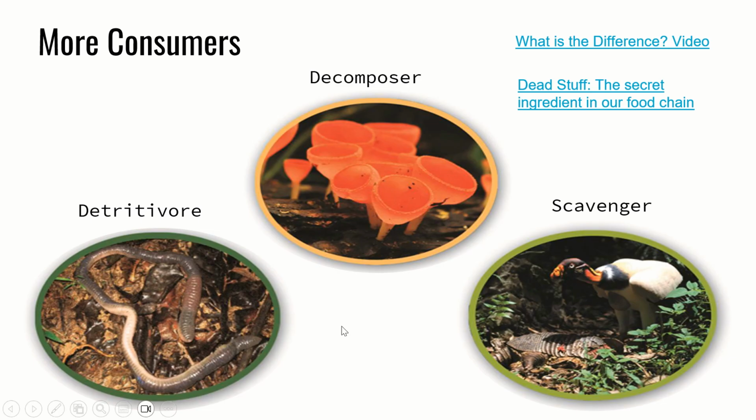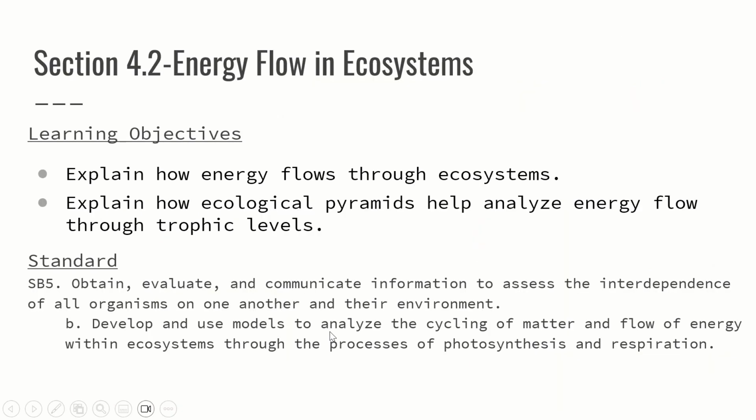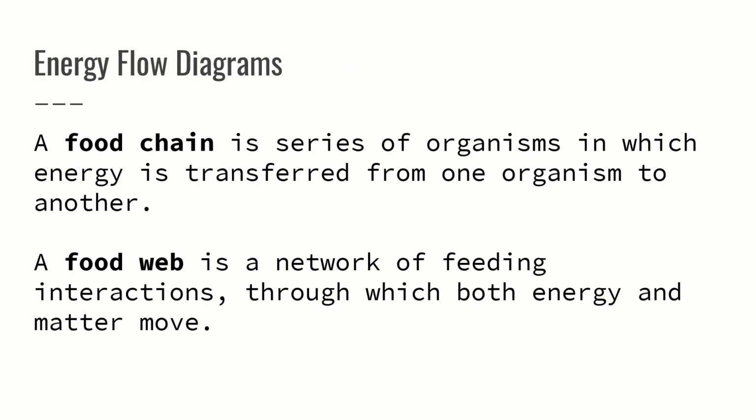Okay, so that wraps up section 4.1. What we're going to move into in 4.2 is how energy is flowing throughout the entire ecosystem and how it flows through different organisms. So we're going to look at how energy flows and then also analyze a type of diagram called an ecological pyramid to analyze how that energy is moving through what we call the trophic levels.